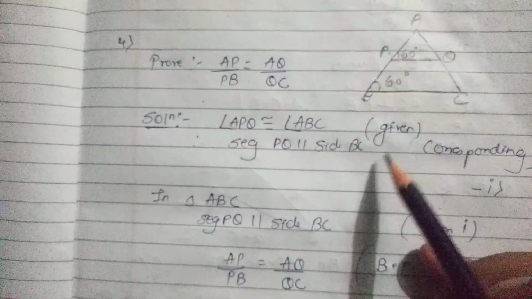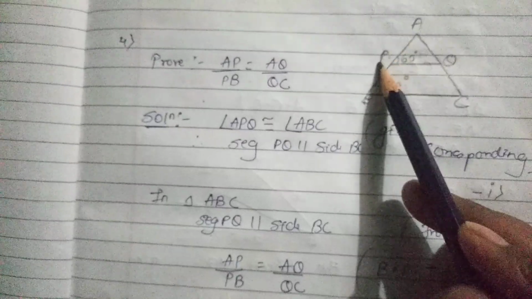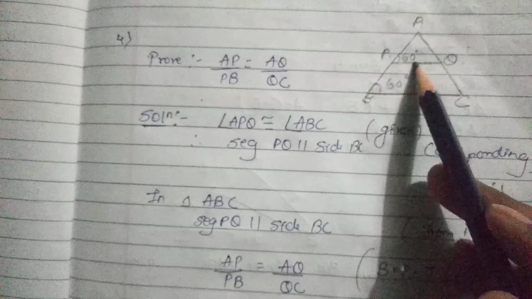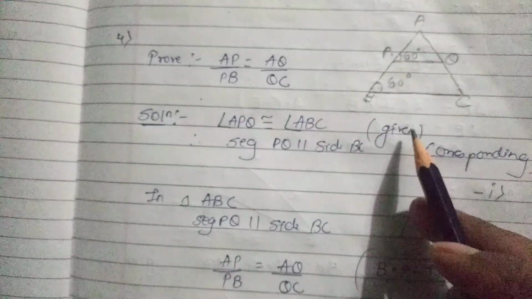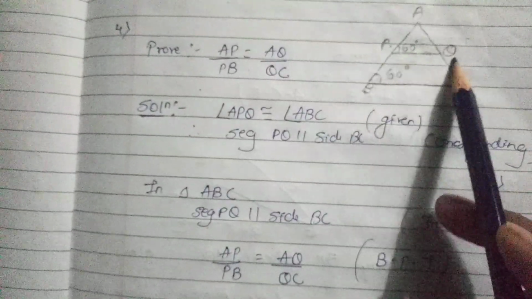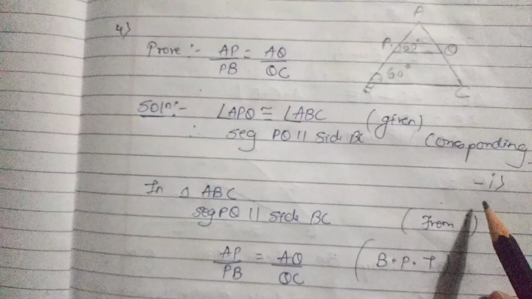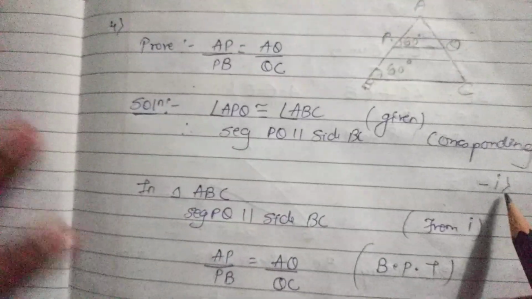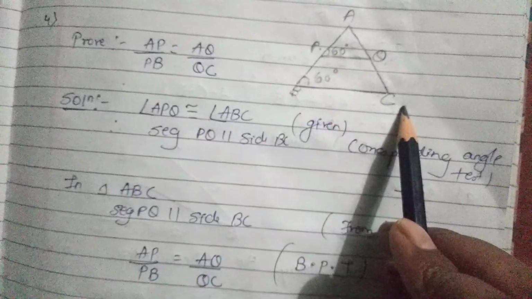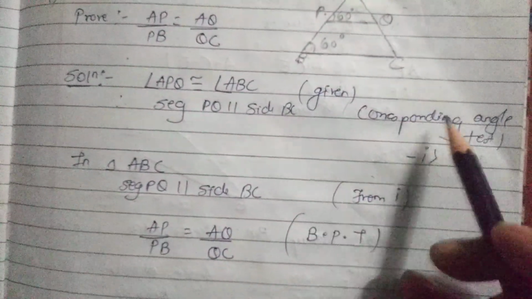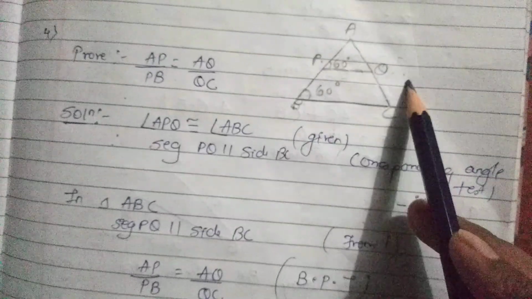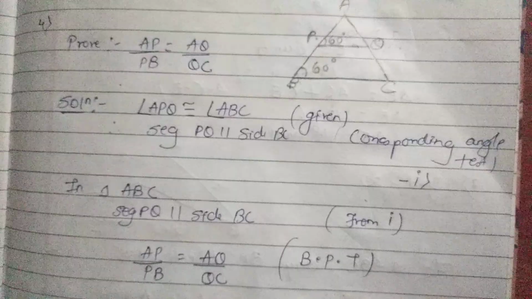Okay, we can see angles APQ and ABC are 60-60, so they are equal. It's given. So we can say that PQ and BC are parallel by the corresponding angle test. In triangle ABC, if side PQ and BC are parallel, we can say that AP upon PB equals AQ upon QC by BPT theorem.